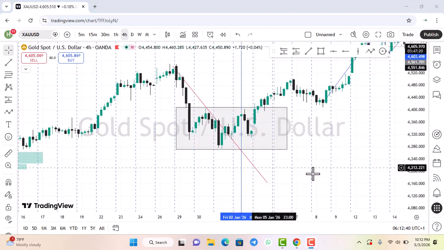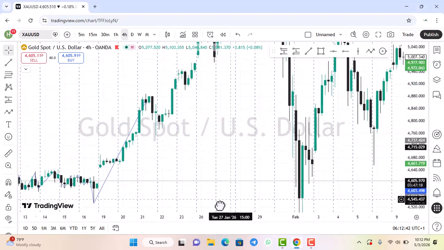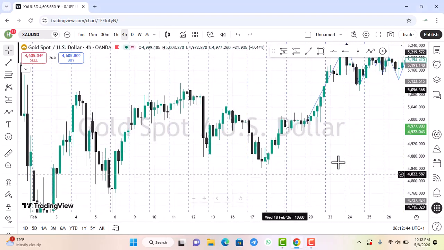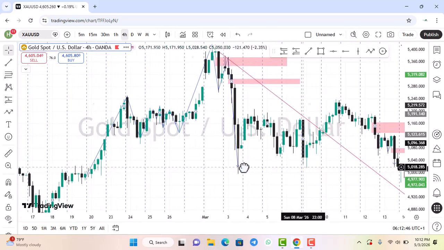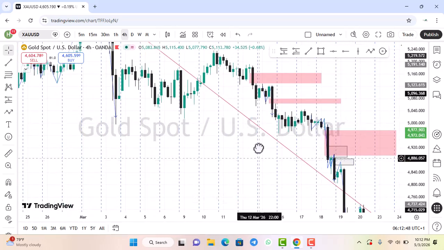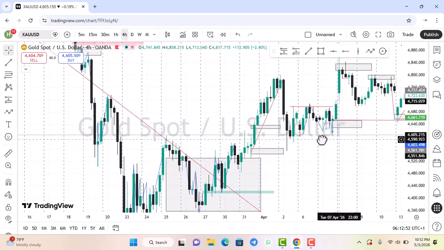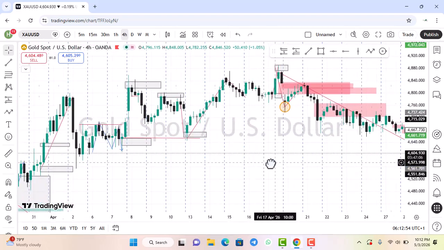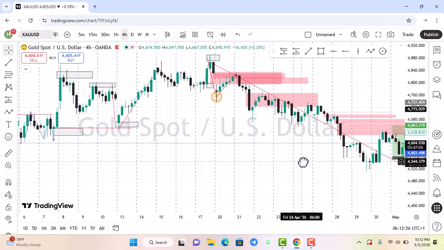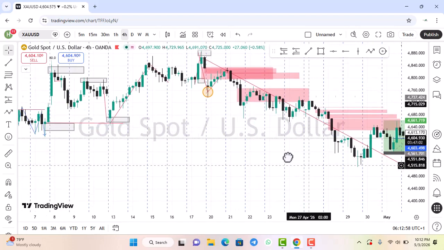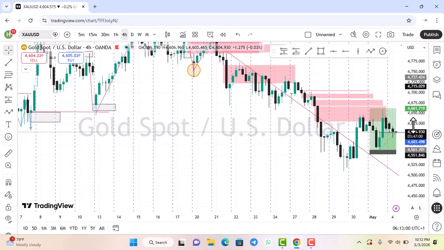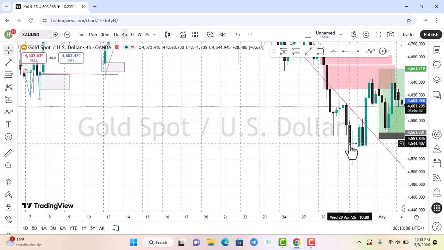Let me show you an example here. So now we are dealing with price action, right? And I'm telling you the most important thing that you need to know. Okay, look at here. This is what we call rejection candles.